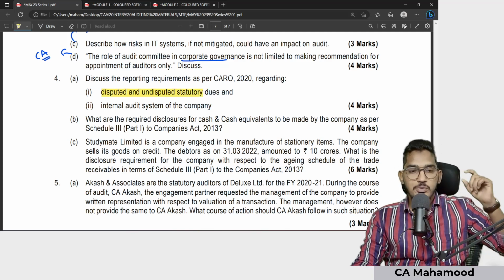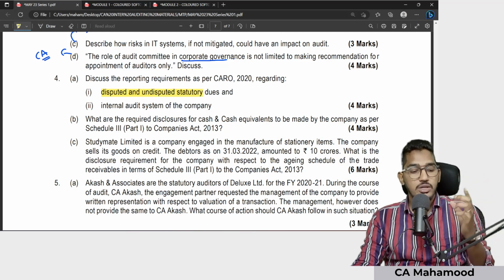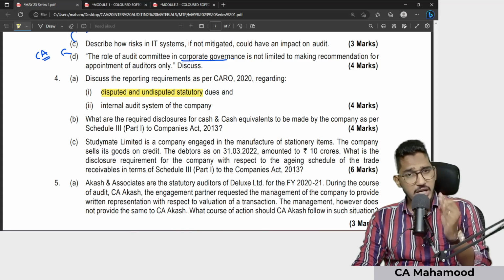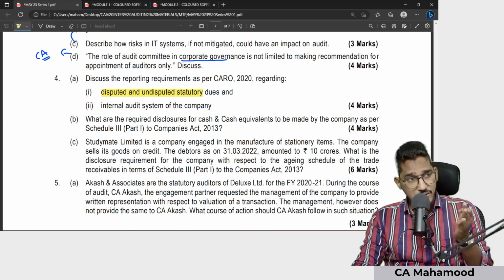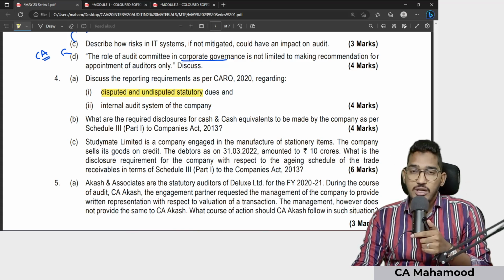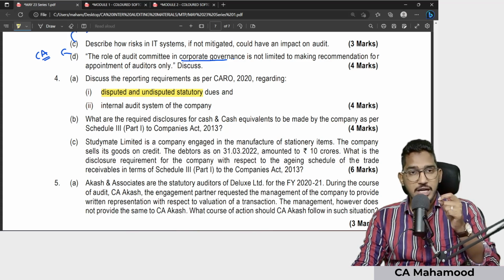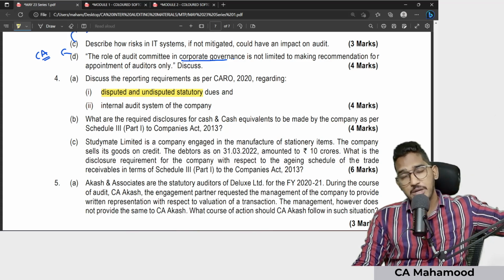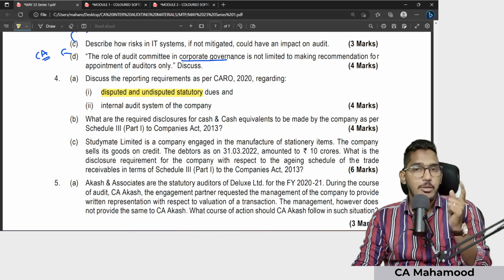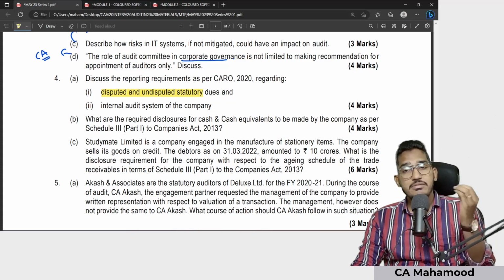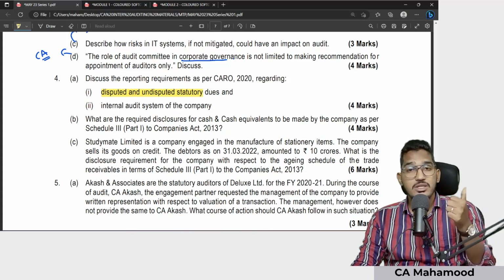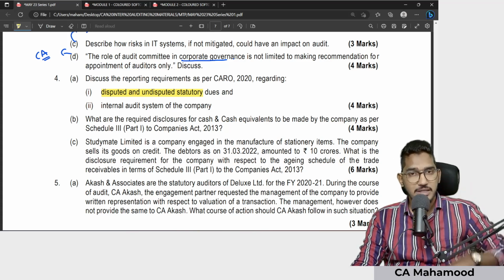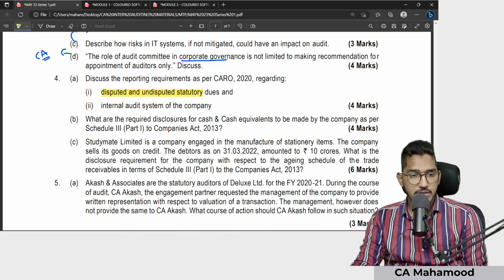As we know, when the undisputed statutory dues are there, we need to report whether the company is regular in depositing all the undisputed statutory dues with the authorities. If not, the amount of arrears which are outstanding for a period of more than 6 months from the date they became payable as on the balance sheet date, those amounts are required to be reported. In case the dues are disputed, we need to report what is the amount involved in the dispute and the forum where the case is pending. So these are the reporting requirements.